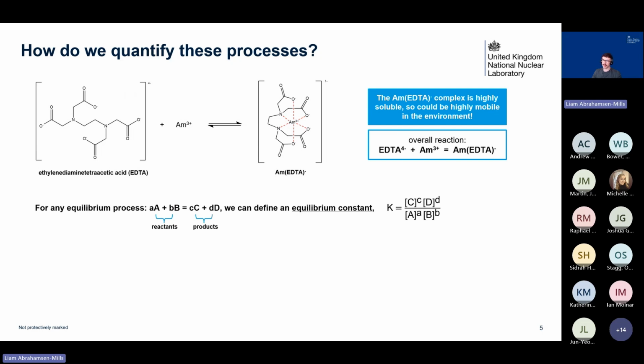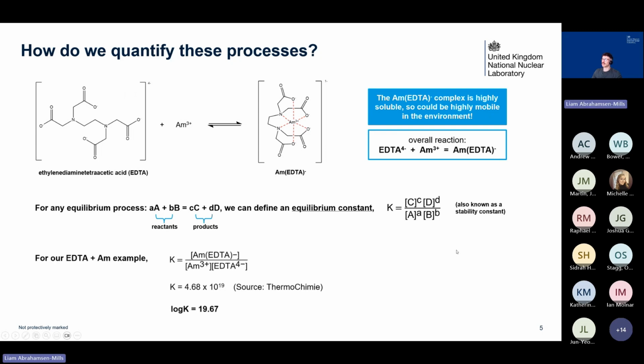And using the theory of chemical equilibrium, we can define an equilibrium constant for this reversible process, as is shown there. And when this is applied to a solution complex forming, this equilibrium constant is also known as a stability constant. So for our EDTA and americium example, we can define an equilibrium constant in this way, with the quantity of the products versus the quantity of the reactants. And it turns out that this number for this example is very, very large. It's around 4.7 times 10 to the 19.